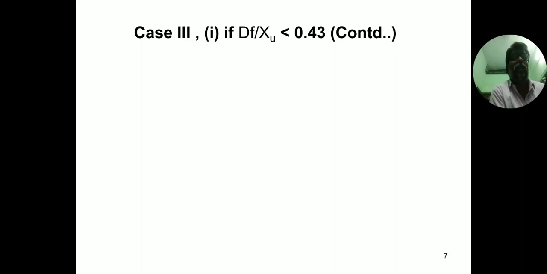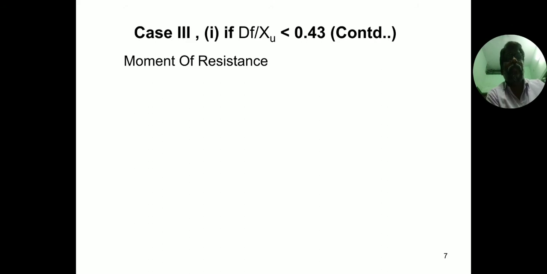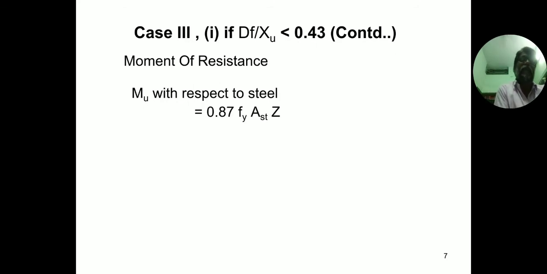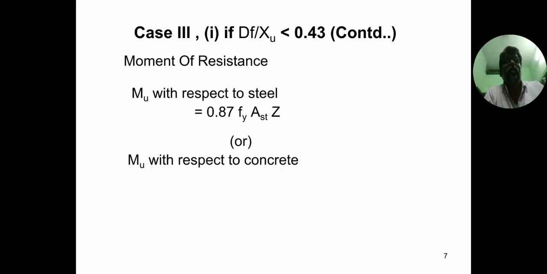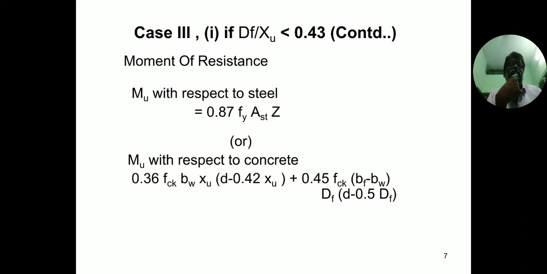Next. df by xu less than 0.43 continued. Moment of resistance Mu with respect to steel: 0.87 fy Ast into lever arm z, d minus 0.42 xu. Mu with respect to concrete. Write it. Mu with respect to steel and Mu with respect to concrete.